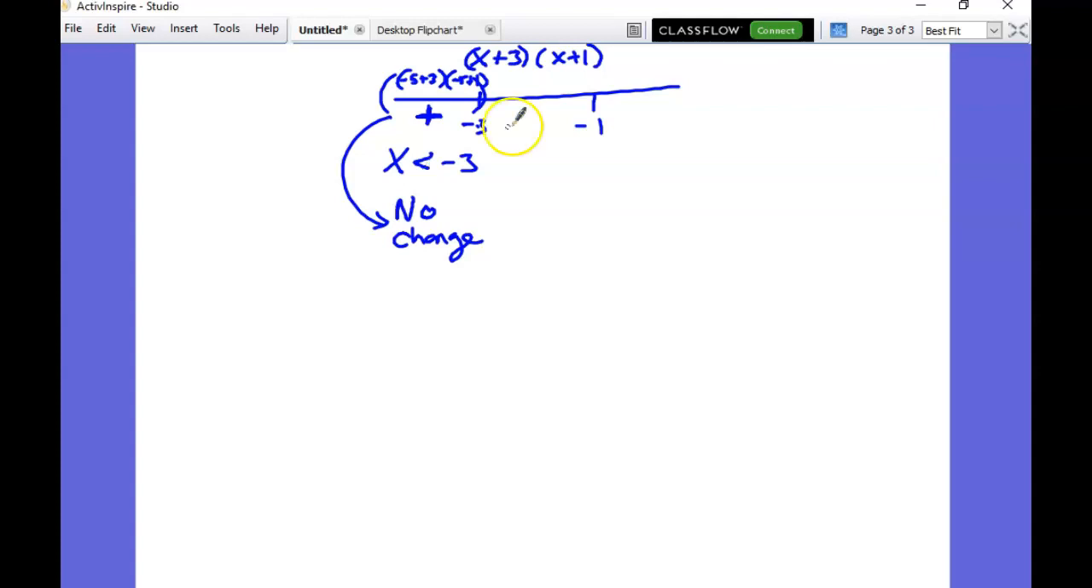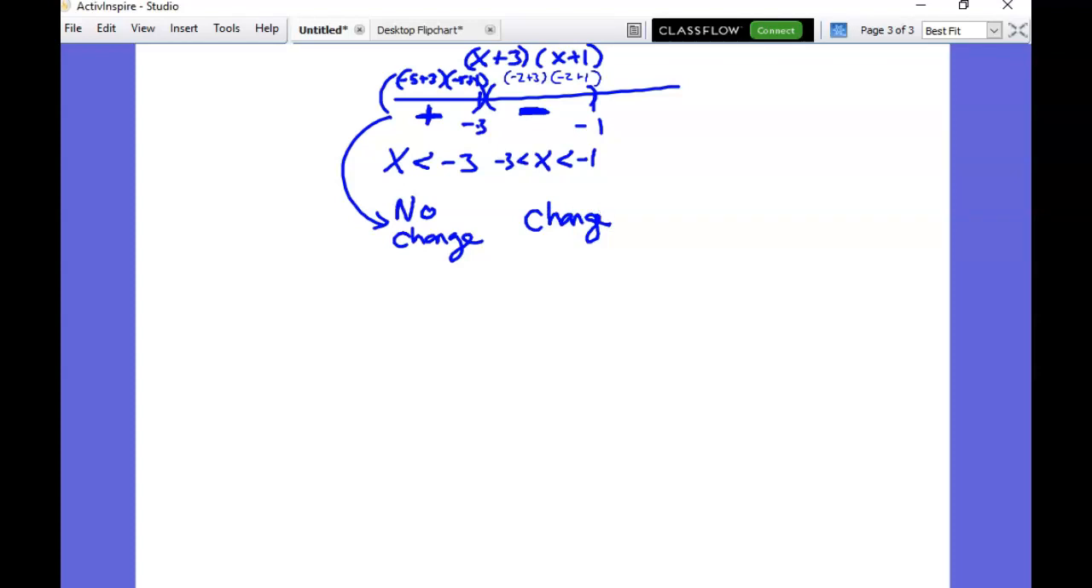All right, let's do this one. What number is there between negative 3 and negative 1? So let's plug in negative 2. So negative 2 plus 3, negative 2 plus 1. What's negative 2 plus 3? 1. And what's negative 2 plus 1? Is that positive or negative? That's a negative outcome. So for all the values of x that are between negative 1 and negative 3, the outcome is negative. Will the absolute value change the outcome? Yes, it will. So we will change the signs for anything between negative 3 and negative 1.